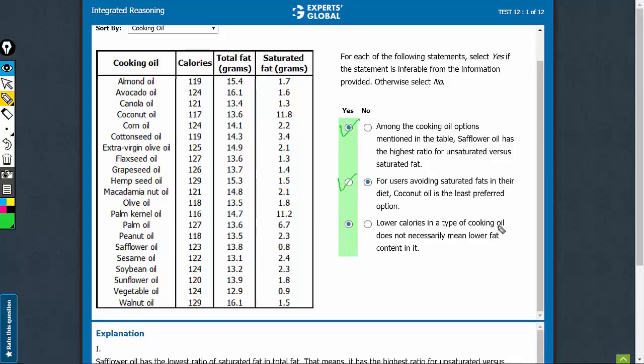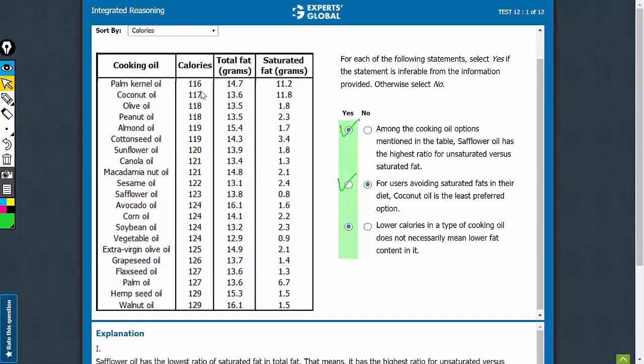Lower calories in a type of cooking oil does not necessarily mean lower fat content. So let's sort it by calories, and we see that while this is increasing, it's not that this is also increasing. There is no correlation. In fact, the total fat content also, this would be more appropriate, I'm sorry. So while this is increasing, it's not that this is consistently decreasing.